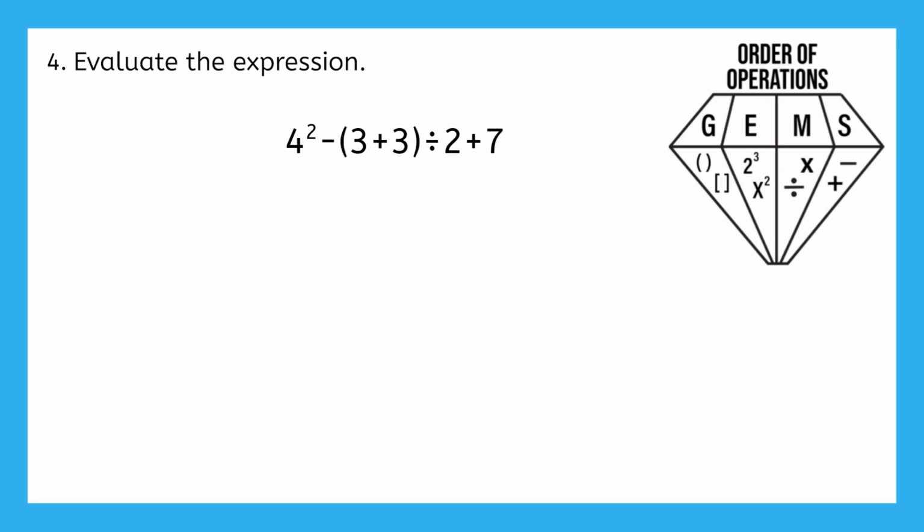The final problem is to evaluate the expression 4 squared minus the quantity of 3 plus 3 divided by 2 plus 7. I challenge you to think through why you're doing each step as you solve it. Imagine you're explaining the steps of this problem to a friend or a sibling. Pause the video here, solve.